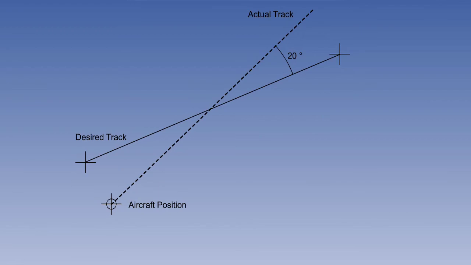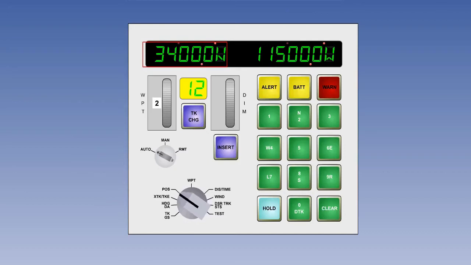With the rotary switch at POS, the present position latitude is shown in the left window, and the longitude in the right window. Both are shown to an accuracy of the nearest 1/10 of a minute of latitude or longitude. Selection of waypoint displays the latitude and longitude of whichever waypoint has been selected in the waypoint selector thumb wheel to the nearest 1/10 of a minute of latitude or longitude.